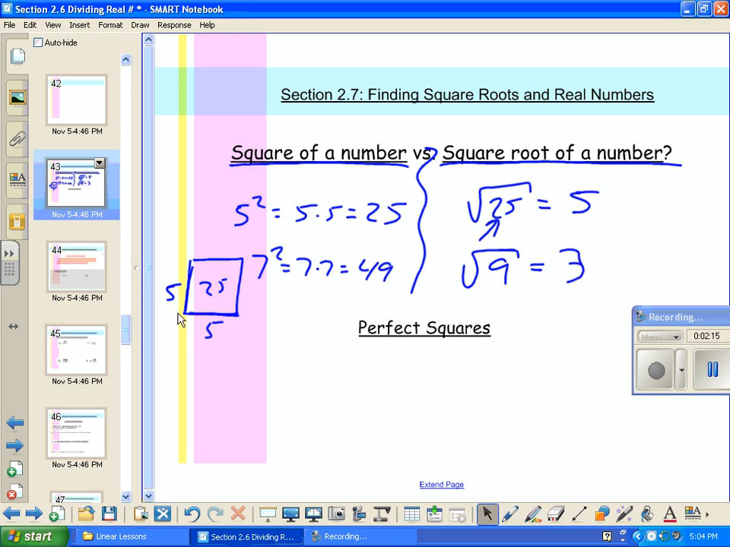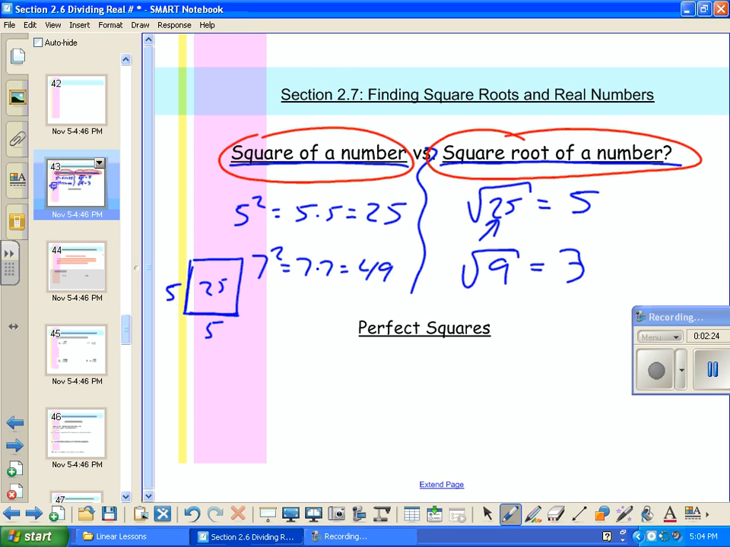So one thing we need to keep track of, because we will see these again and again this year, is what happens when we square a number, or when it talks about taking the square root of a number. Those are two entirely different things. They're inverses of each other, but we do need to understand that those two things are different.